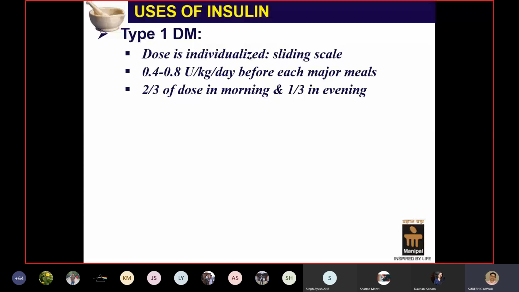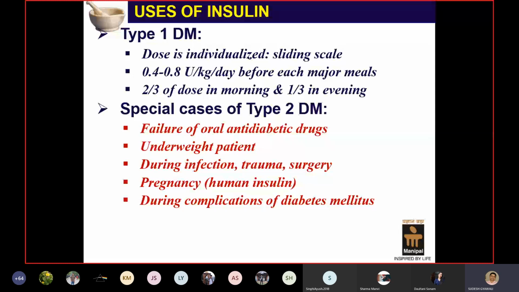Okay, so the other uses of insulin, as last time we said that in type 2 diabetes mellitus, generally we prefer the oral anti-diabetic drug. But in special cases of type 2 diabetes mellitus, that is in case of failure of oral anti-diabetic drug or the patient is very underweight, in that case we use insulin even in case of type 2 diabetes mellitus patient.